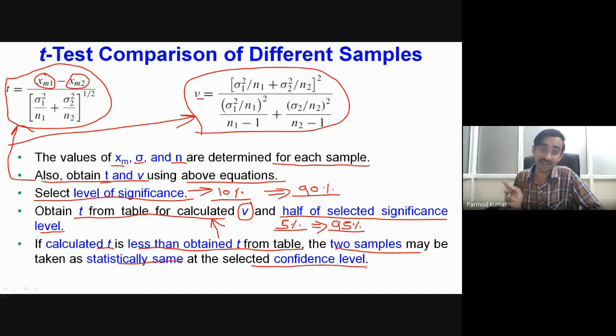Now you can see we have two values of confidence level: one which we have selected and one which we have employed for obtaining the value of T from the table. So we have to specify the confidence interval which we actually selected initially. This is how we can employ our T test for comparing two different samples, and we can conclude whether our samples are statistically the same or different at the selected confidence level.